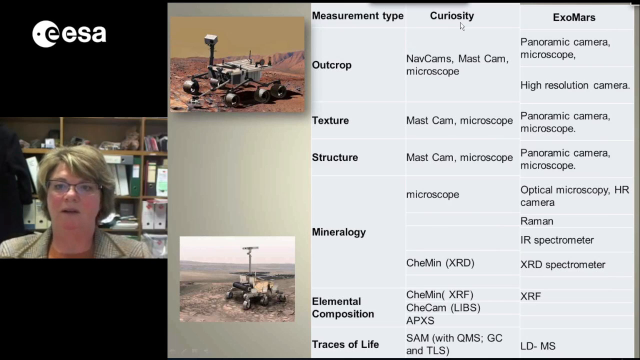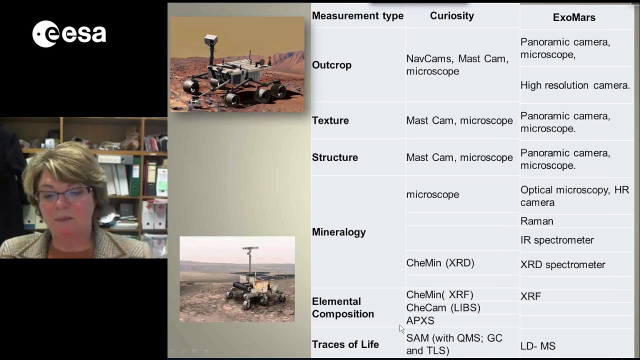the instruments that are on the Curiosity rover and that will be on the ExoMars rover, we have instruments that help us to identify the geological context, look at the outcrops of the rocks, the textures and structure of the rocks, with various cameras, microscopes, and so on. There are instruments that will help us identify the mineralogy of the rocks: Raman, infrared spectrometry, XRD. We can also get some information about the elemental composition of the rocks using XRS and APXS. In terms of looking for traces of life, Curiosity has the SAM instrument, which is a mass spectrometer with a gas chromatograph, and I've forgotten what the TLS is.